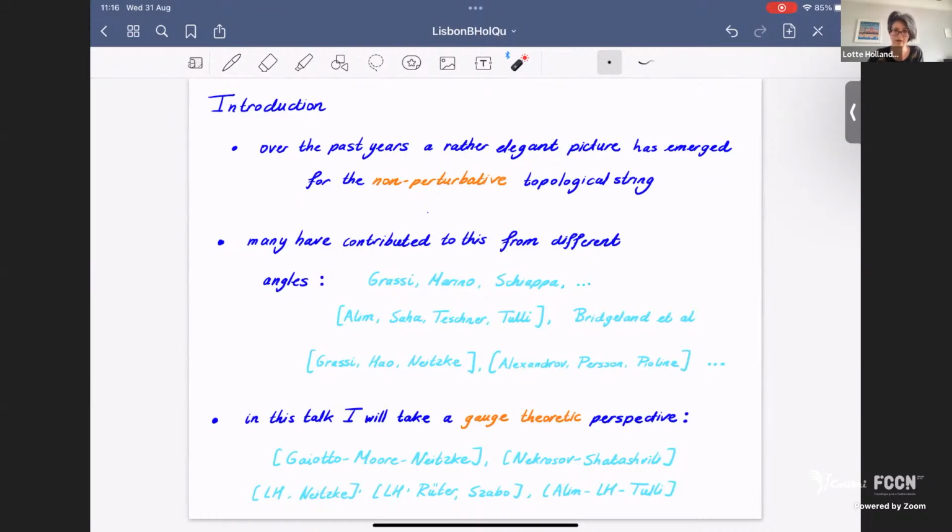People have approached it from different perspectives as well. It's also very much related to a set of ideas by Alexandrov, Pioline, and others in the context of NS5 branes. In this talk, I will try to explain this picture from a gauge theoretic perspective that is very much based on a couple of papers. At least the base of it is related to papers by Gaiotto, Moore, and Neitzke, as well as Nekrasov and Shatashvili. And in this last line, these are the papers of mine which I will try to explain.